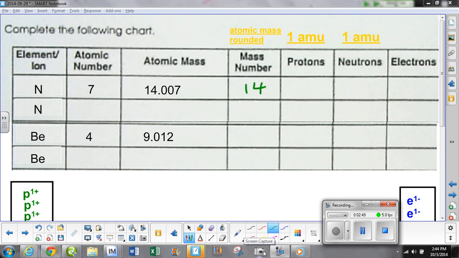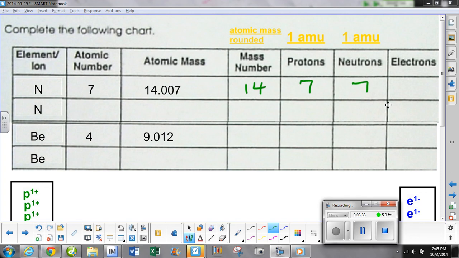Now, where do the protons come from? How do we get protons? The atomic number, yes. Okay, so protons are 7. And neutrons, how are we going to get neutrons? No, they're not the same as the protons. In this particular atom, yes, but that's not the way we get the number. Okay, protons get subtracted from the mass number. So it does happen to be the same number for nitrogen.